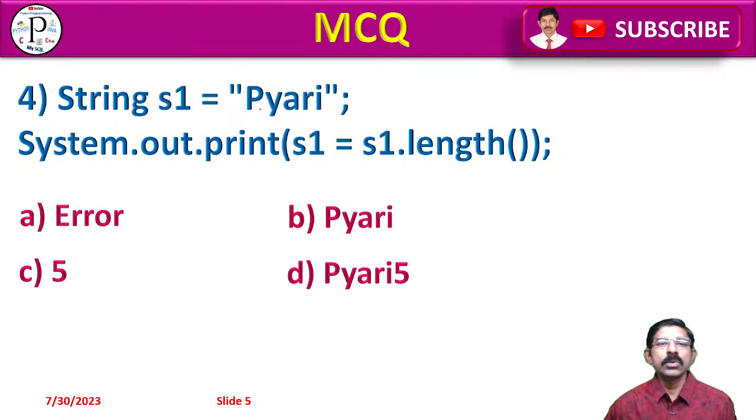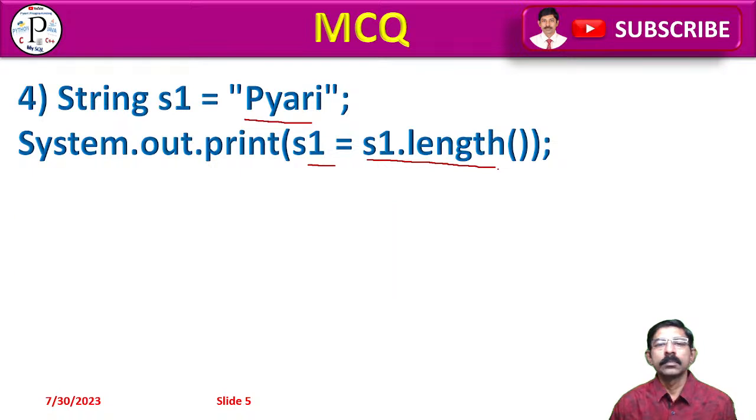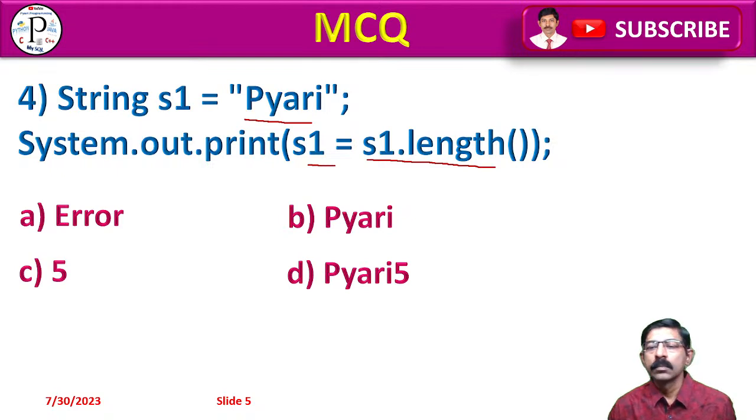Now here S1 is equal to Pyari, S1 is equal to S1 dot length. Sir, stream is buffering in between. Okay, let me check.